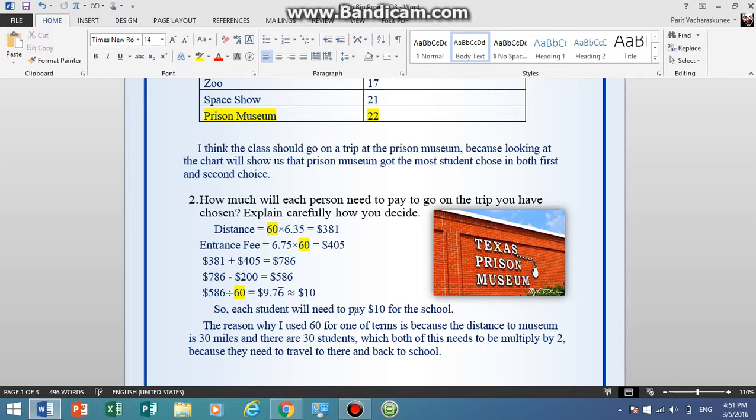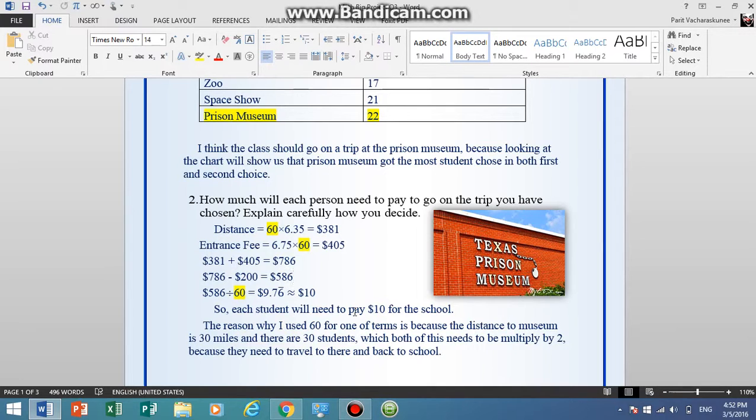And the entrance fee is $6.75 times 60, which equals $405. 381 plus 405 equals $786. And 786 needs to be minus $200 because the teacher will pay $200. Subtracting it will be equal to $586.